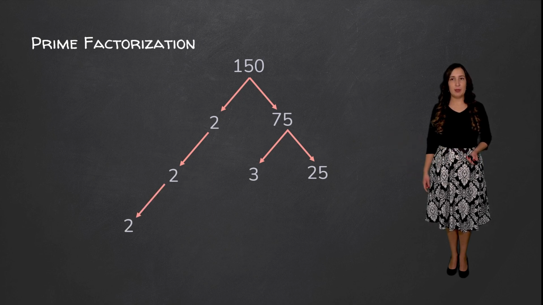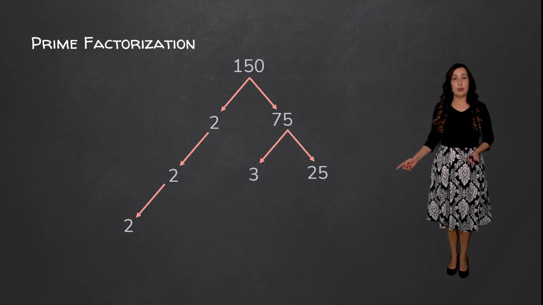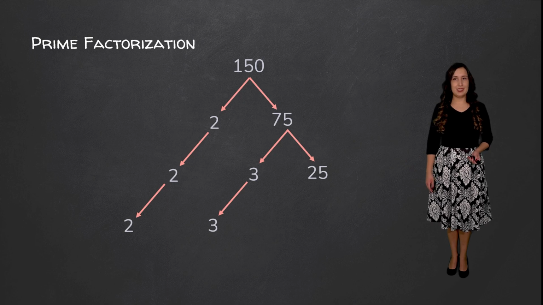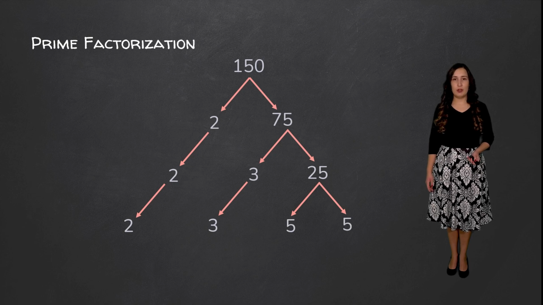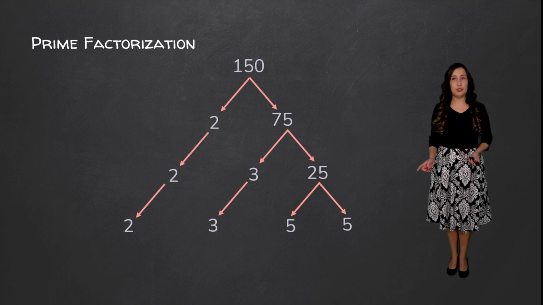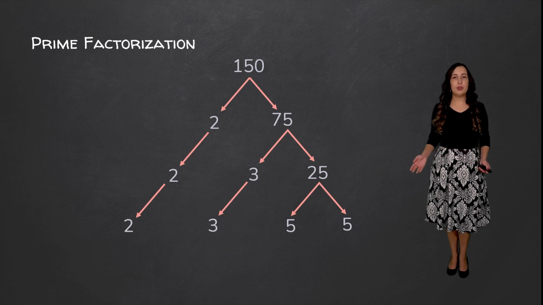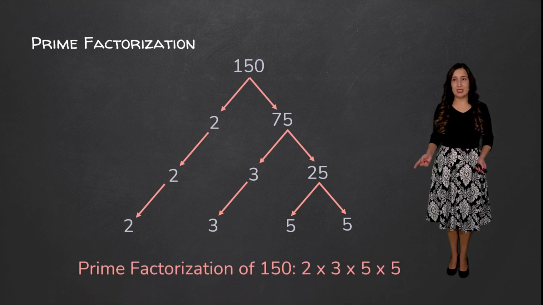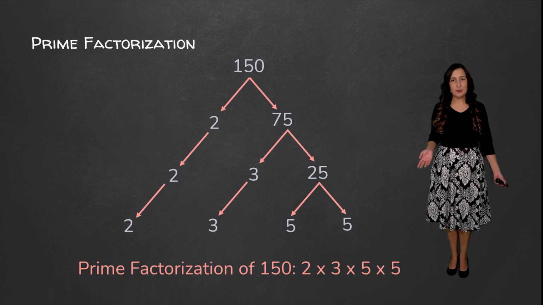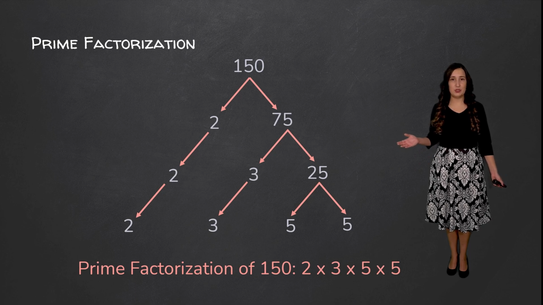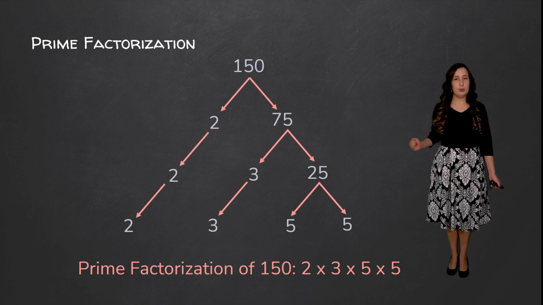So again, 2 is a prime number, so I'm going to just bring it down again. 3 is a prime number, so I'm going to bring it down again, but 25 isn't. And we could break down 25 into two factors, which are 5 and 5. Now we have 2, 3, 5, and 5, and all four of these numbers are prime numbers, so we're done here. So the prime factorization of 150 is 2 times 3 times 5 times 5. We ended up with the same answer, so it doesn't really matter which two factors you use initially as long as you keep breaking down your numbers if they are not prime. And if they are prime, just bring them down as you see here.